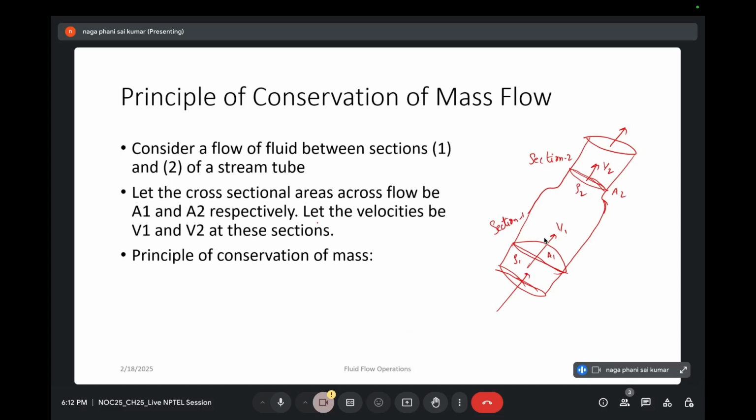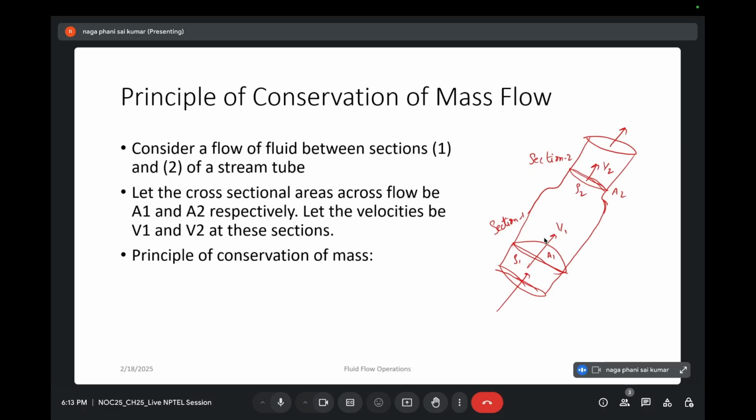We already described these variables. A1 and A2 are cross-sectional areas across sections 1 and 2, and velocities V1 and V2 are velocities across sections 1 and 2. Now let's apply the principle of conservation of mass. It states that mass can neither be created nor destroyed, so whatever mass is entering should be coming out.